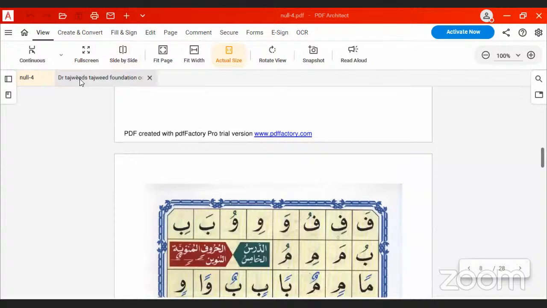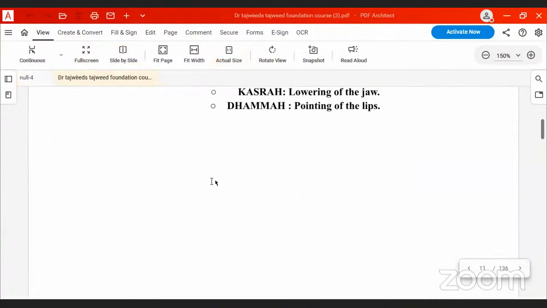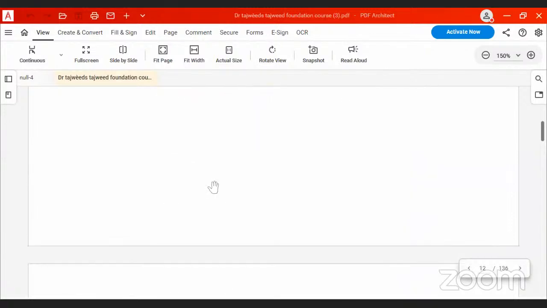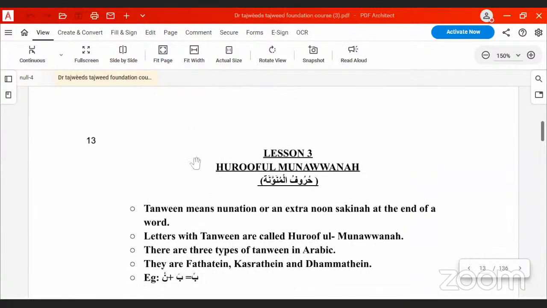Okay. So the next part we are going to learn is lesson 3 in my book. It is written as Huruful Munawwana. I already said that I have combined the basic lessons as well as the Tajweed course together so that we can learn whatever is needed only. So no need to refer to 2 or 3 books. Since the Qaida Nurani book is available with me, I am sharing it so that it is colorful and everyone can learn better. So now we are going to learn about Huruful Munawwana.